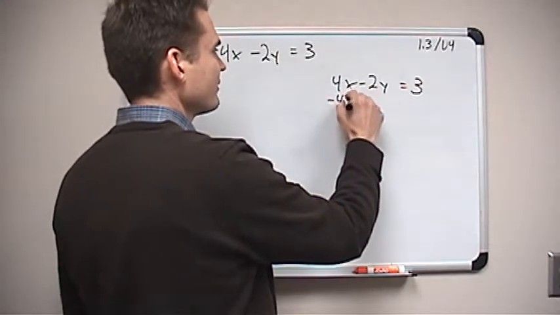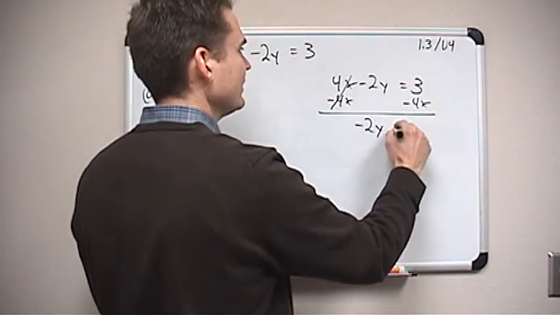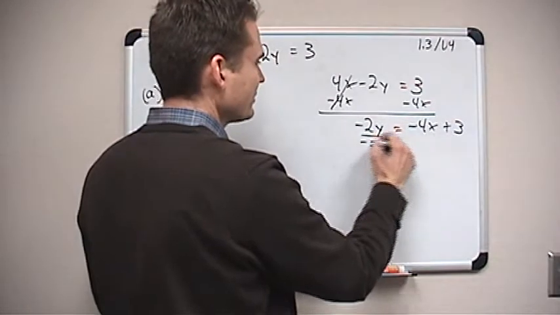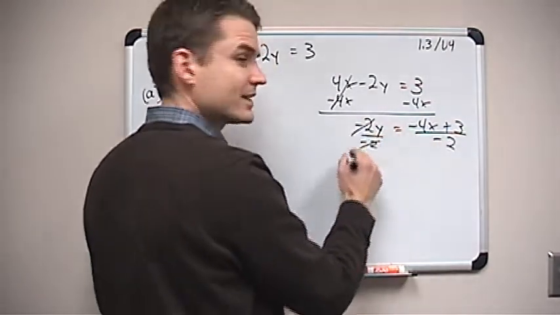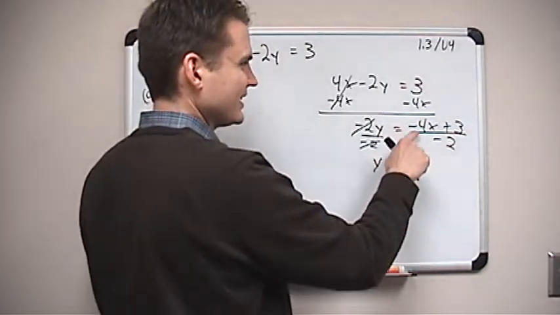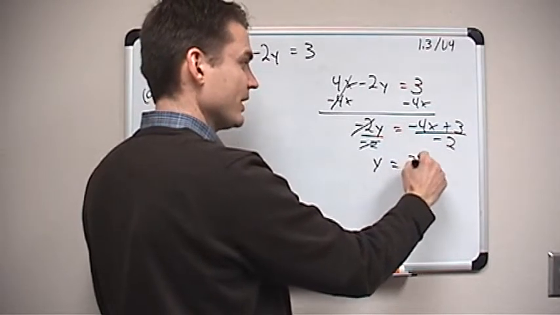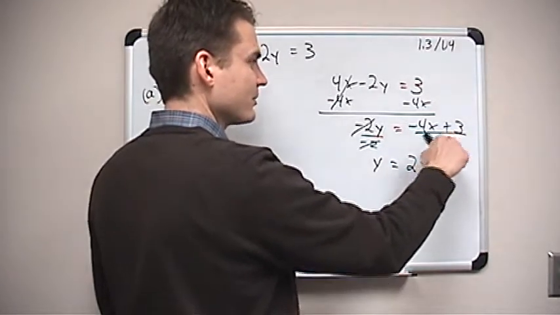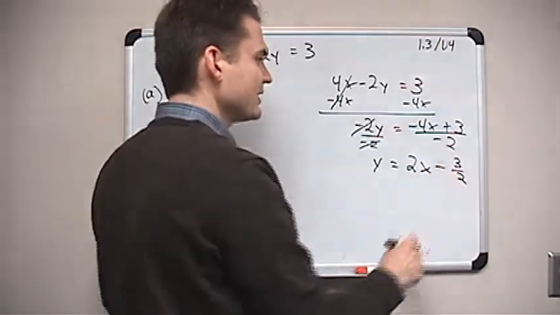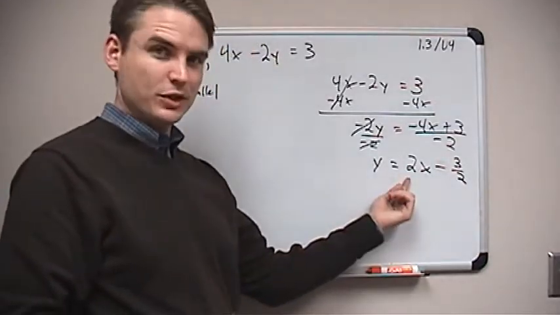If I subtract the 4x over to the other side, I get negative 2y equals negative 4x plus 3. Then if I divide both sides by negative 2, I can get y by itself. So the original line they gave me is y equals negative 4x over negative 2, which is 2x, plus 3 over negative 2, which is minus 3 halves. So this is the original line, and importantly, this line has a slope of 2.